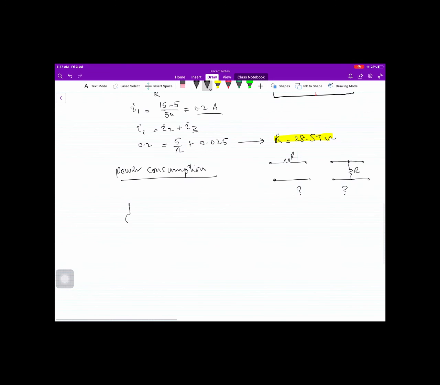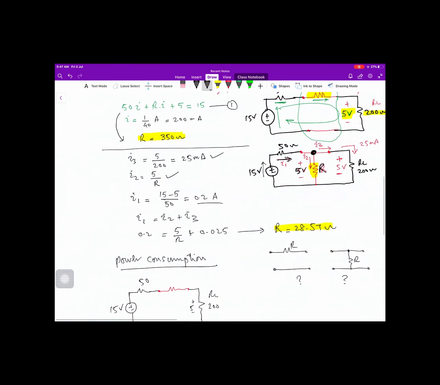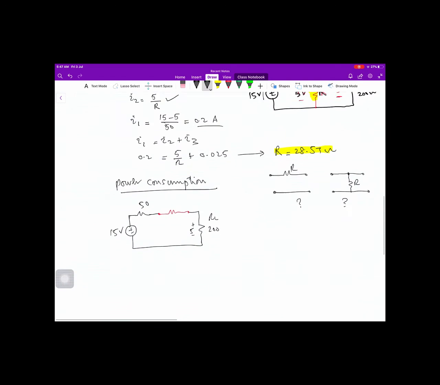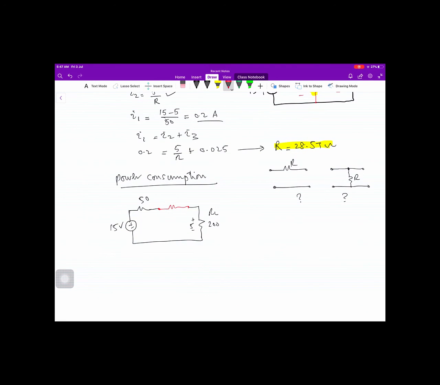Over here, just to repeat the circuit, this is 15 volts and 50 ohm and a series resistance, and then this is RL, and 5 volt appears across this, and the resistance which we calculated before is 350. This resistance in the interface is 350 ohm. This is also 50 ohm and 200 ohm.